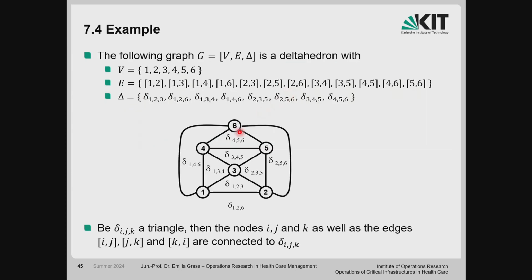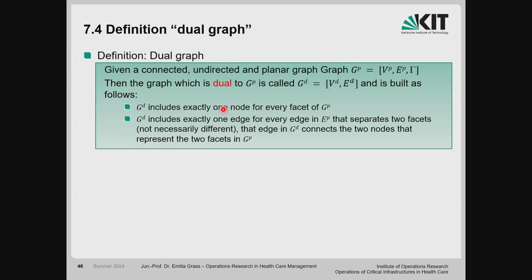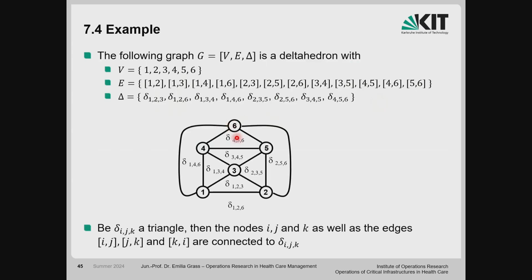Okay, so if we see that this one here is the facet, then we get one node over here. If this is a triangle and one facet, then here in the middle that would be a node. So every facet of the original graph is one node in the dual graph. And then the dual one includes exactly one edge for every edge of the primal one, the original one, that separates two facets. So if we have one representative node in the dual here, and one here, then we have one edge connecting them with each other.